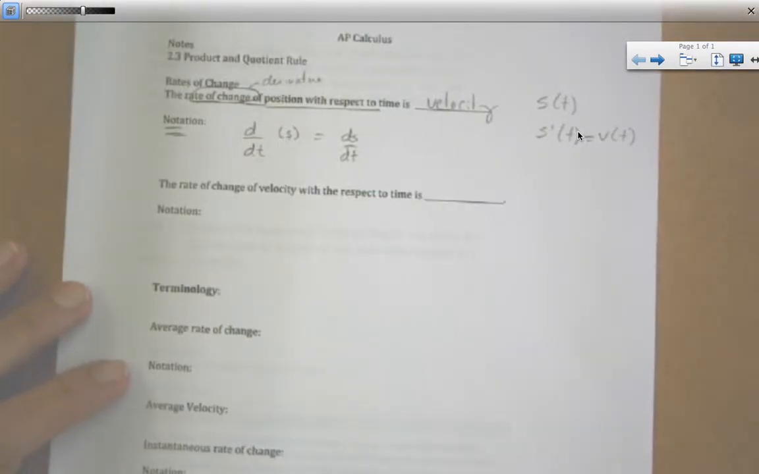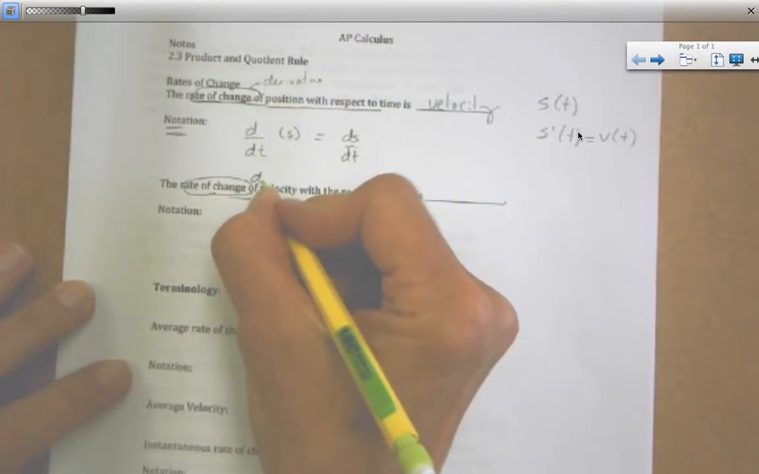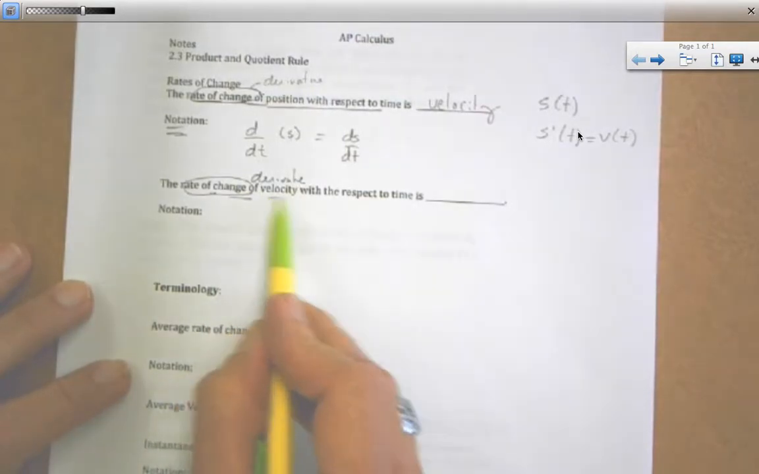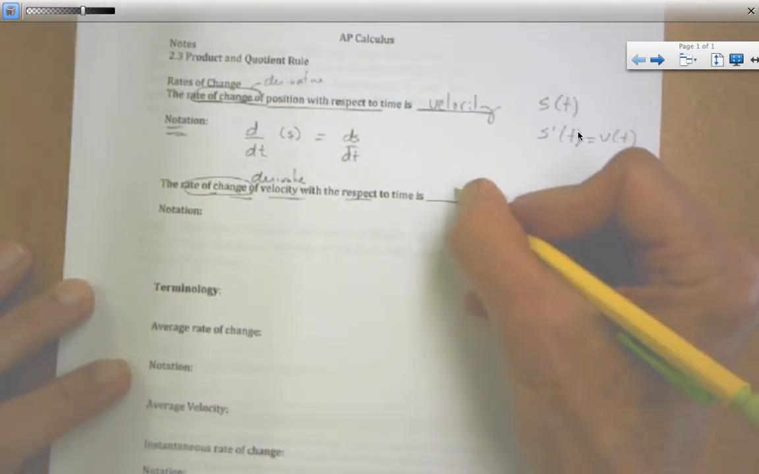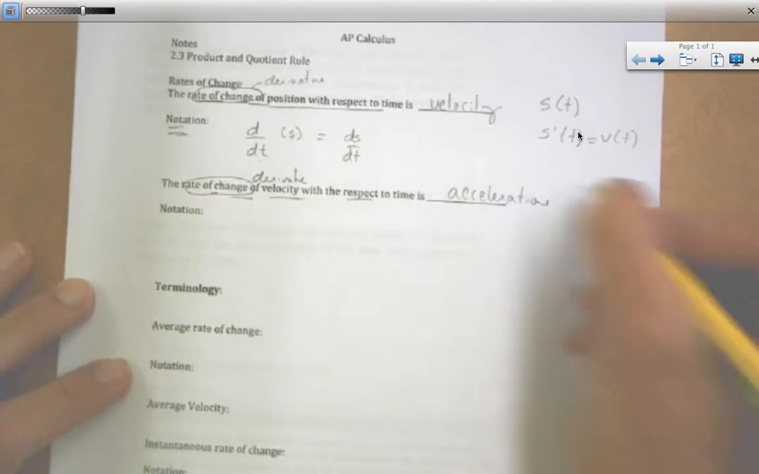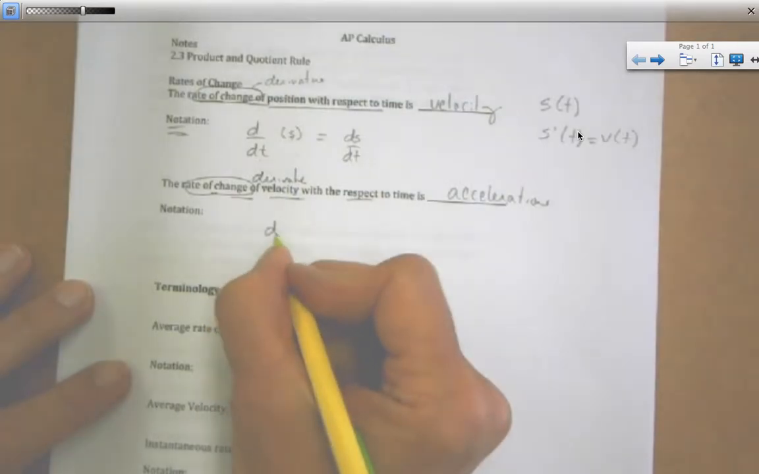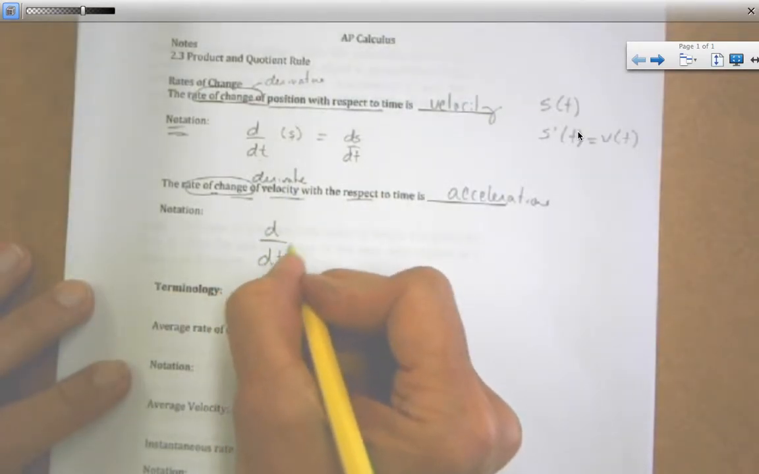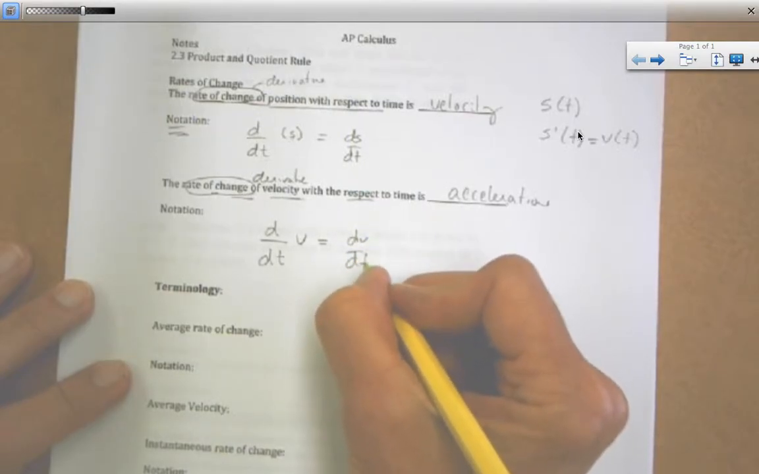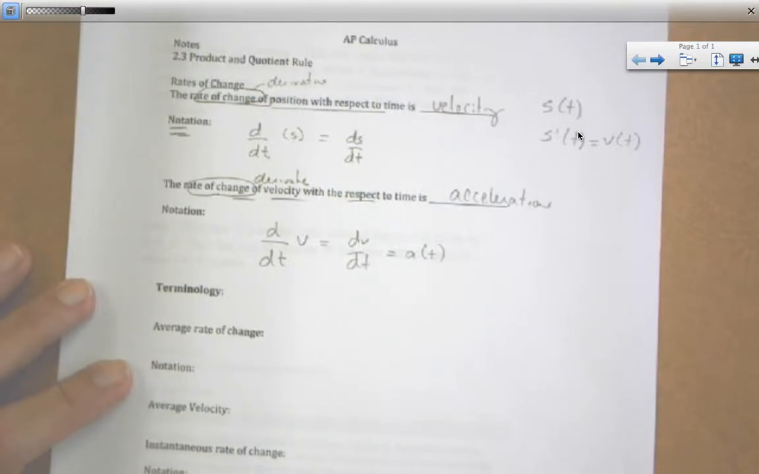All right. The rate of change of velocity, rate of change again means derivative. The rate of change of velocity with respect to time is acceleration. So to write that correctly, the derivative with respect to time of velocity, you write as dv dt. That's going to be my acceleration.